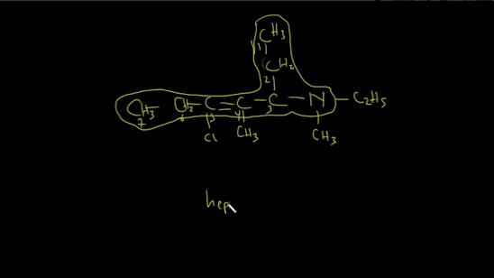So let's name it. Hept is 7. There's a double bond between 4 and 5, so hept-4-ene. Now notice the amine is not on number 1, it's on number 3. So we can't say enamine because it's not on number 1. We'll say hept-4-en-3-what? Amine.